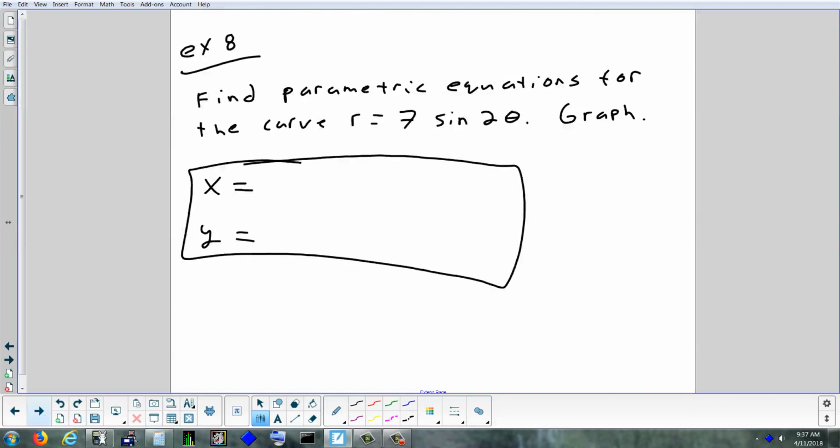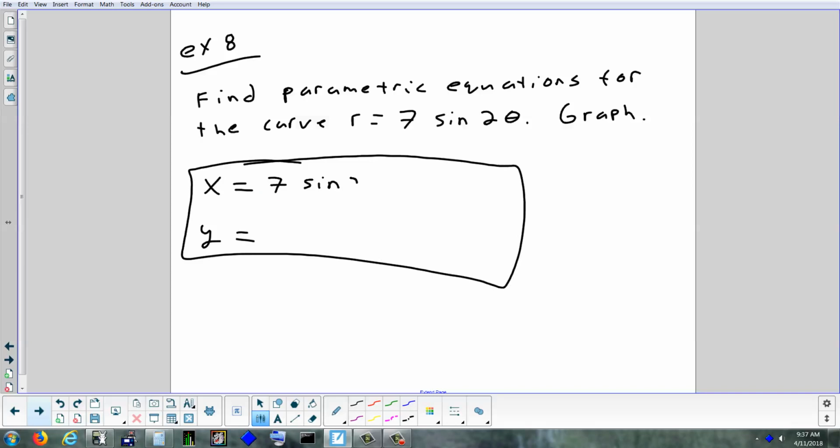Okay, so let's look at this one. So we have the graph r equals 7 sine 2 theta. So they want me to convert it to parametric and then graph it. And I'll graph it both ways. I'll graph the original, and I'll graph what we get, and they should look exactly the same. So anyone think they can tell me the first thing I would write down for x? Yep. 7 sine 2t. Perfect.